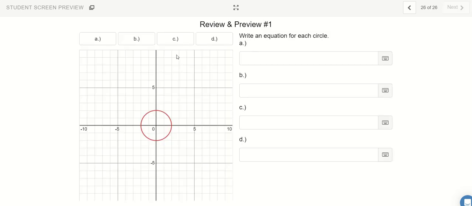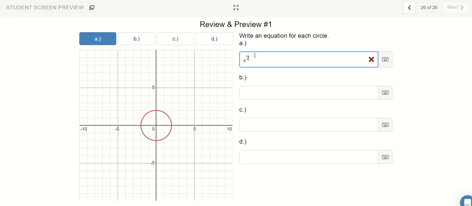All right, here we have some additional practice problems. You could try these on your own. You flip through the tabs, you guys can see the different circles. So the first one is in the center, so I don't have to shift it. x squared plus y squared. All right, and this has a radius of 2. So again, it's not just going to be 2 by itself, it's going to be 2 squared.